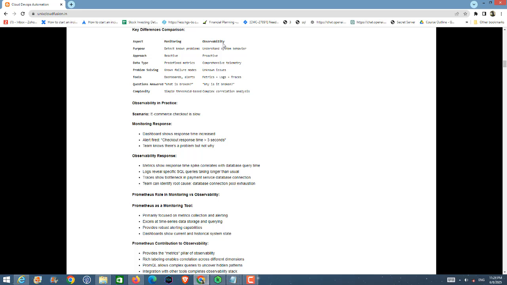Now, if you deal with complexity, monitoring is simple and threshold based, while observability is a complex correlational analysis where we can correlate one metric with another and so on to understand the root cause of the issue.